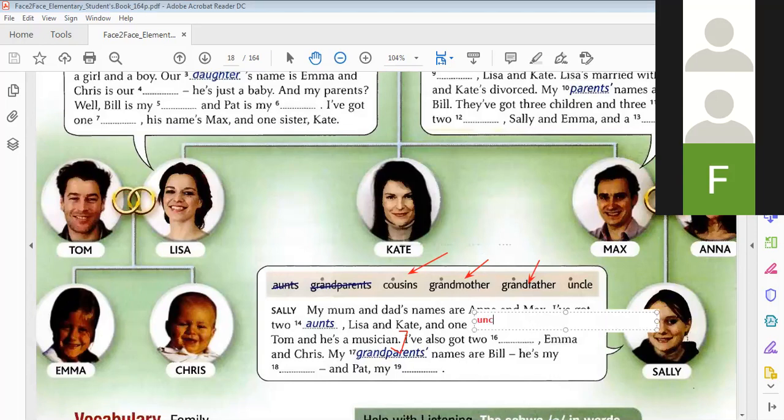All right, I think that's better, yes. So uncle is, Tom is Sally's uncle. All right, yes. Nice. Manav, you can complete.